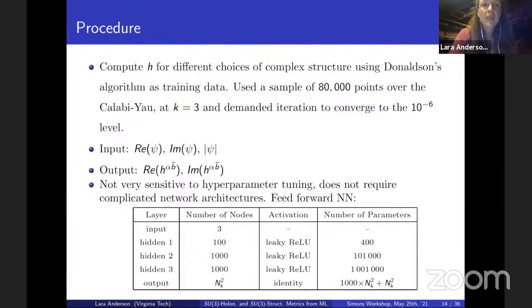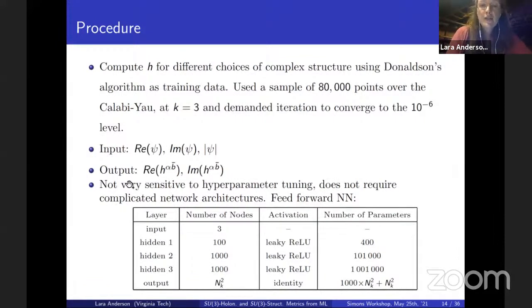So here's the procedure. Imagine that we compute the fiber metric H for different choices of the complex structure using Donaldson's algorithm as the training data. In particular, we used a sample of 80,000 points over the Calabi-Yau and chose the level of the Donaldson algorithm at k equals 3 and demanded iteration of the T operator to converge to the 10 to the minus 6 level. The input for the neural network then was, for the Fermat quintic that I outlined earlier, starting at the simplest possible case, 3 numbers: real and imaginary part, and mod of sigma. And the output is the real and imaginary parts of this Hermitian metric.